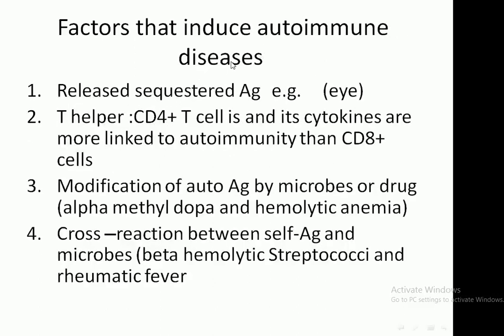Factors that induce autoimmune disease include release of sequestered antigen. T helper CD4 T cells and their cytokines are more linked to autoimmunity than T cytotoxic cells. Another factor is modification of the autoantigen by microbes or drugs, like methyldopa and hemolytic anemia, and cross-reaction between self-antigen and microbes, like beta-hemolytic streptococci and rheumatic fever, which is due to similarity between the heart valve and the structure of the streptococci. This leads to cross-reaction between this bacteria and the heart valve.